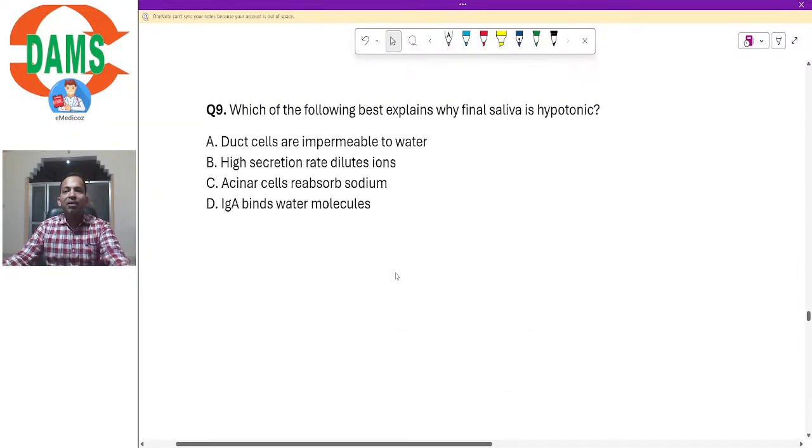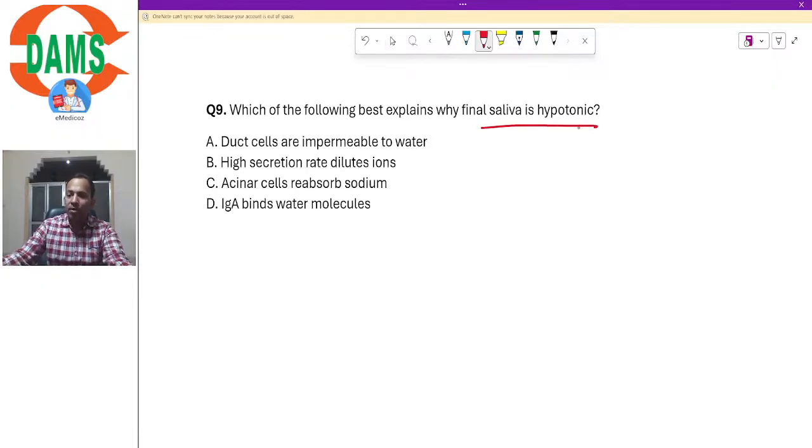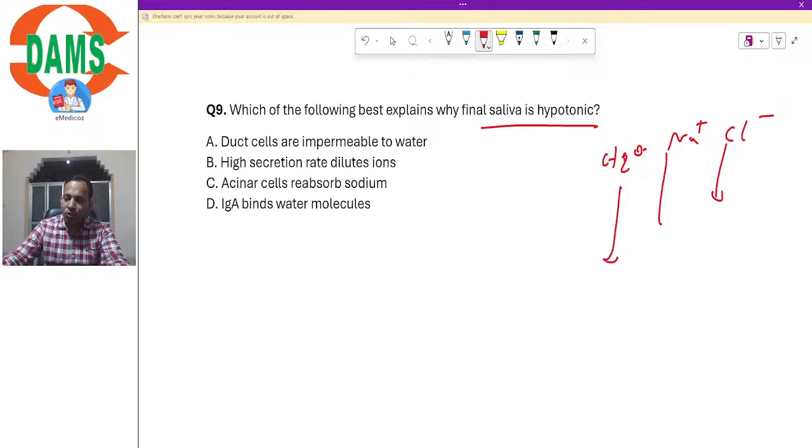Which of the following best explains why final saliva is hypotonic? तो final saliva hypotonic क्यों है? Right? When sodium and chloride are reabsorbed at the striated duct, water should also get reabsorbed. It should also get reabsorbed, and the fluid in the salivary duct should remain isotonic. But that does not happen. Only sodium and chloride is reabsorbed, right? And the fluid becomes hypotonic. So why does that happen? That is what this question is asking, right?